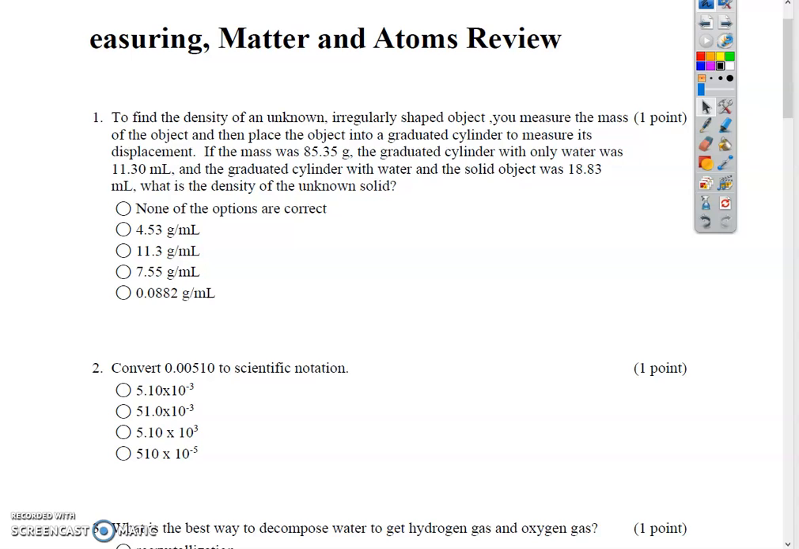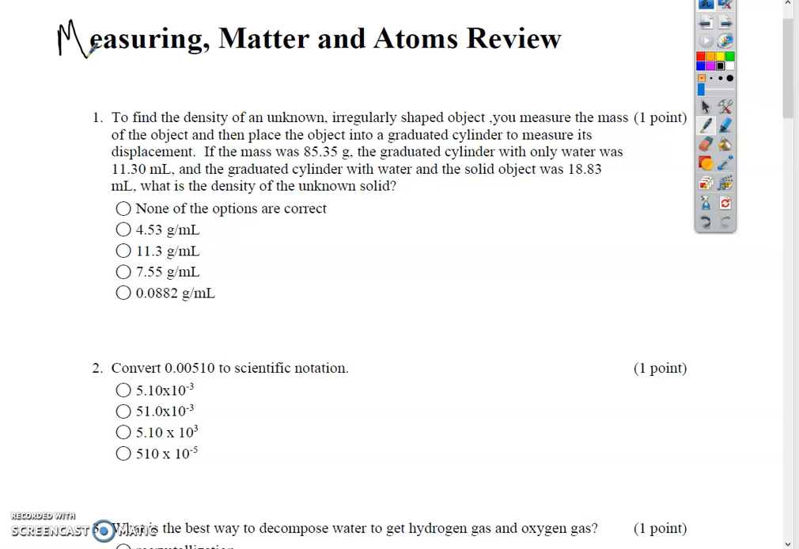In this video, I am going to go over the online final exam practice test that covers measuring matter and atoms section of the final review packet. So in this first problem here, it says to find the density of an unknown irregular shaped object. It gives us the mass of the object, and it tells us a little bit about what happens when you put it in a graduated cylinder.